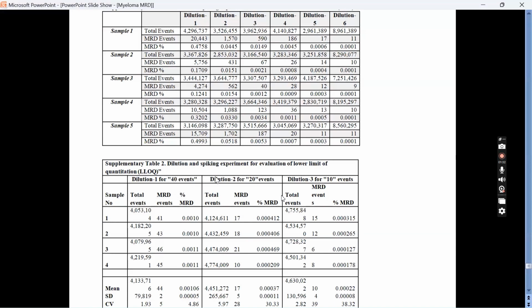And how these 20, 40, and 10 events are done is, you need to calculate the absolute count of blast and the absolute count of the control marrow, and you need to drop that volume of leukemic sample so that the events are exactly 40. It's not like serial dilution as you did for validation of LOD.